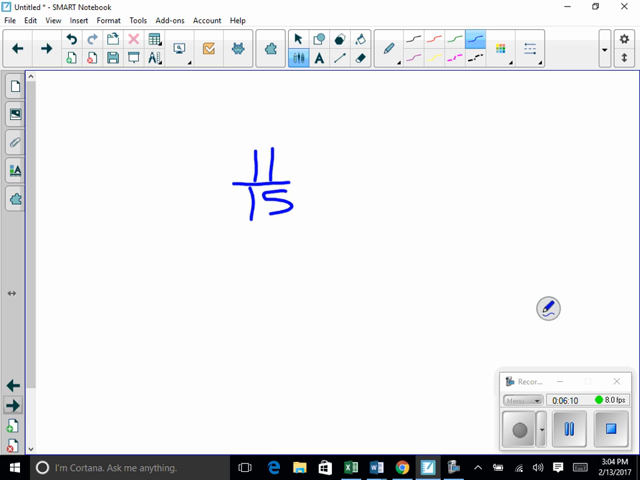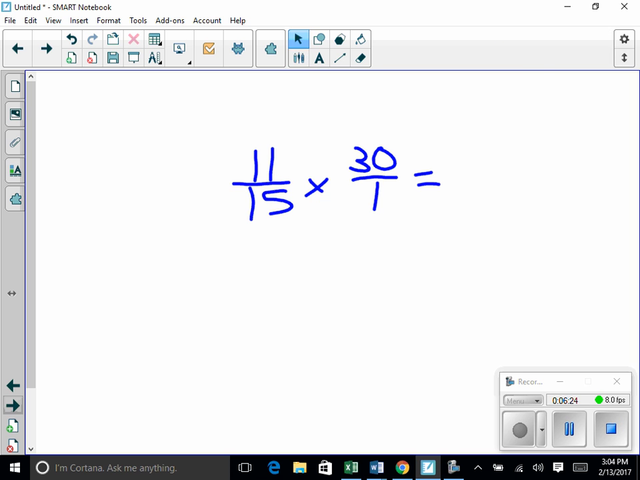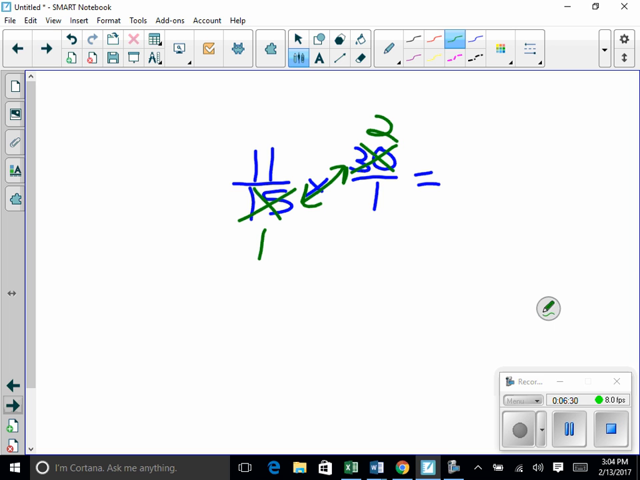Let's go. 11/15 times 20. Or times 30, I'm sorry. Times 30. I like to put it over 1 once again. So now if you look diagonal, right here and right here, you know 15 goes into 30 2 times. And now we multiply straight across. 11 times 2 is 22 over 1, which equals 22. So your answer to that one is 22.